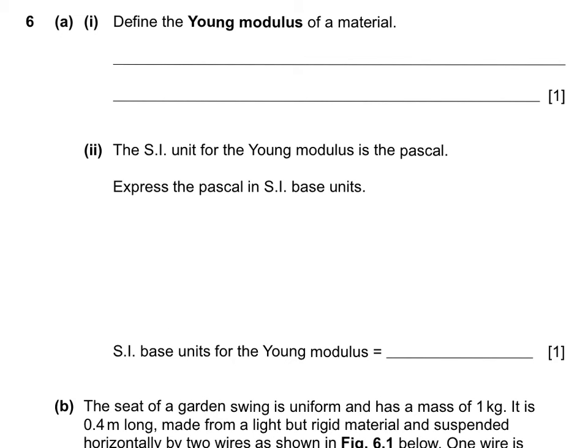Question 6 then, part A, number 1. Define the Young's modulus of a material. Remember, Young's modulus is stress over strain, so we could define that as this ratio of the stress in the material to the strain of the material, where E is sigma over epsilon, and you can define then the terms sigma and epsilon.